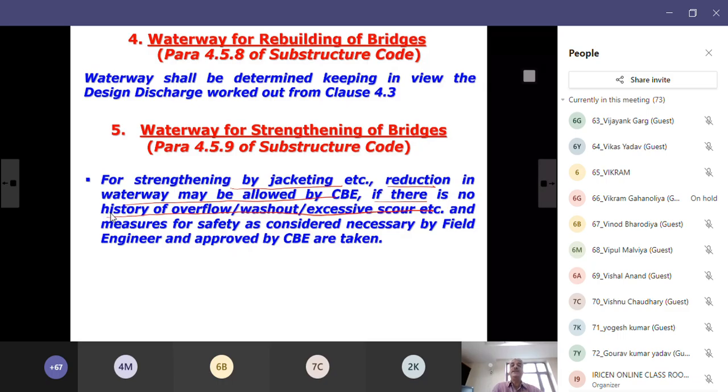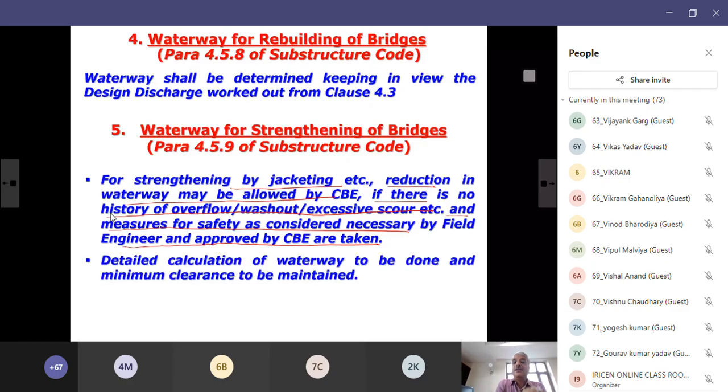The section register will always have the history of all these untoward incidents. Then you take measures as necessary, as felt by the field engineer and CBE, as necessary at site: normal bridge protection work, pitching or whatever, launching apron, normal things. So it says, of course, CBE can allow this reduction, but you must do a detailed calculation of waterway, and based on that you must do the calculation of clearances. You will see clearance when we go further.